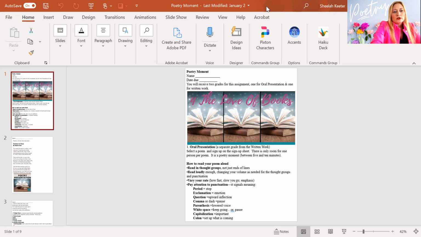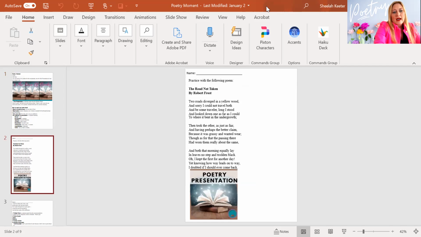So let's go ahead and take a look at a poem that I use as an example, The Road Not Taken by Robert Frost. And I'll go ahead and first read the poem as students read it. I'm just going to go over the first stanza. This is how a student would read it. Two roads diverged in the yellow wood, and sorry I could not travel both, and be some traveler long I stood, and looked down one as far as I could, to where it bent in the undergrowth.